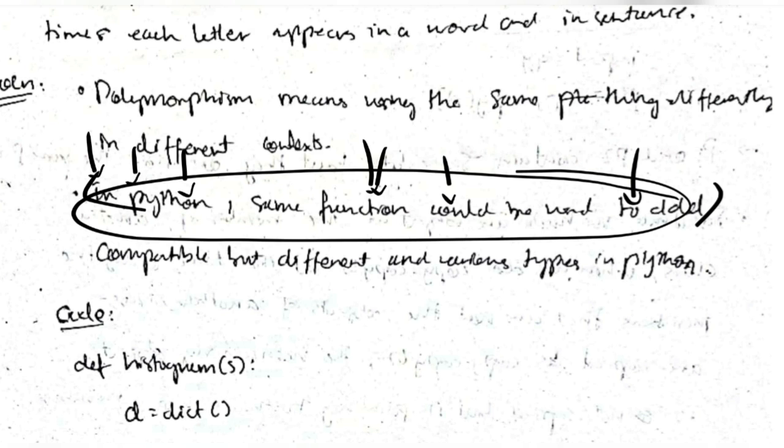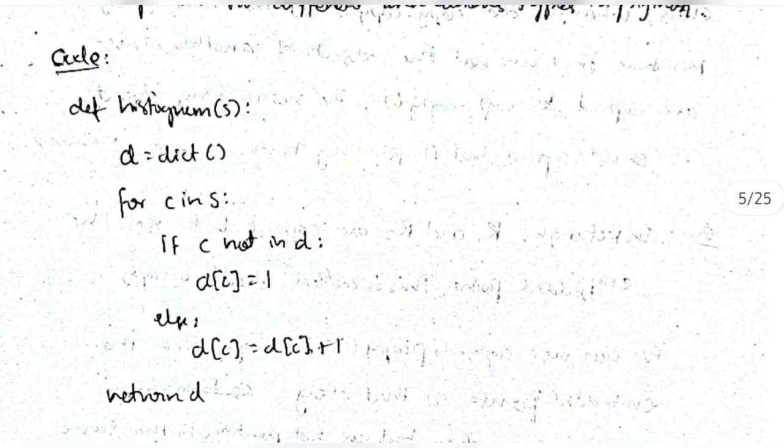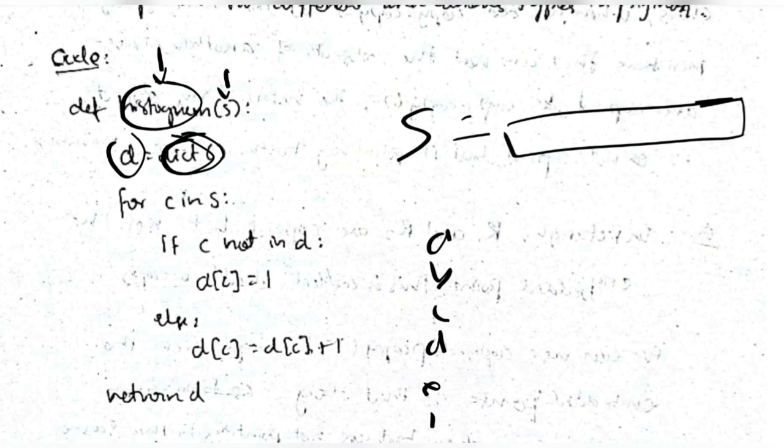That's my task. So how do we approach this one? I'll define a function, any name you can keep. I keep it as histogram here, and s is nothing but the sentence. So I have a sentence here. Now d is a dictionary. In the dictionary we have all the letters like a, b, c, d, e, like that. Then, for c in s, means for each letter in s, there are many letters here.